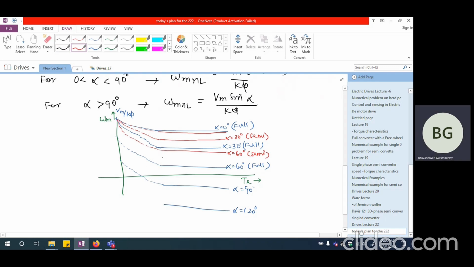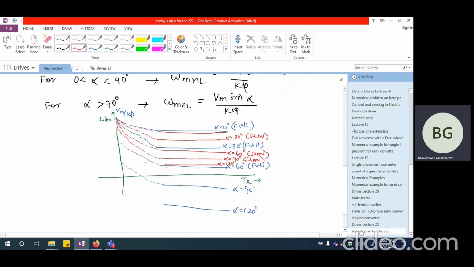Similarly, if I try to draw for alpha equal to 90, that will also lie much above the alpha equal to 90 for the full converter case, and that should also be joined with Vm divided by K phi, which is the ideal no load speed. And if I talk about alpha equal to 120, maybe I should show alpha equal to 120 somewhere here. This is alpha equal to 120 degrees.